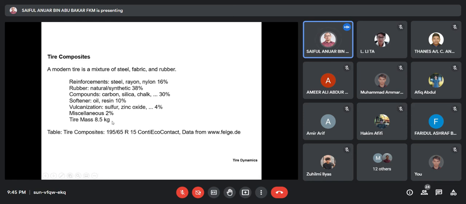This is the typical compound, and usually the one that is going to affect tire characteristics is this one. The rest of the composition is just standard. What makes the tire special is this compound, and it is usually kept secret by the tire manufacturer. They have their own recipe for their tire.